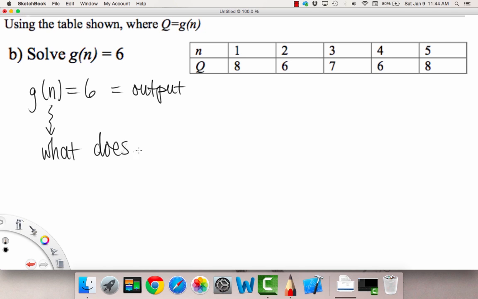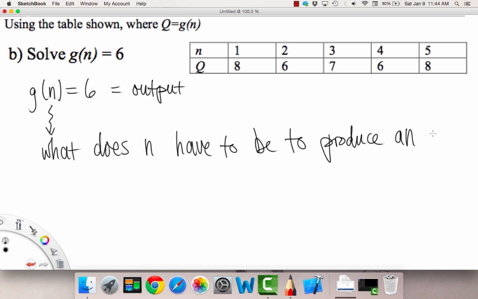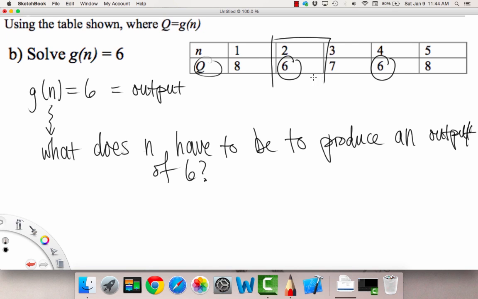Or, yeah, what can it be? So what does n have to be to produce an output of 6, okay? And all we have to do for that is look at our table. So 6 in this case is our output, right? So that's our Q. So we're going to look here. So we see a 6 here, and we see a 6 here. So we just pair those up and look back to see what our n was to produce that 6.